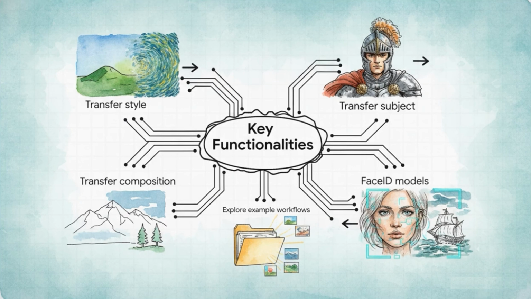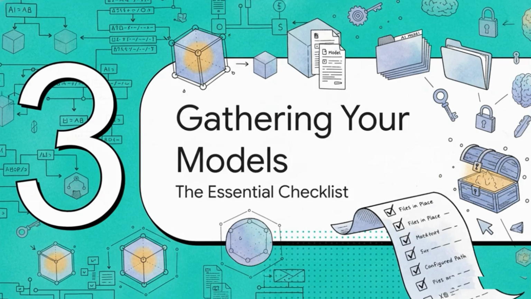And this right here shows you just how much control you get. You can feed it a Monet painting and get that beautiful, blurry, impressionist style, or you can take a picture of your friend and drop them into a sci-fi landscape. You can even borrow the composition of an image while changing everything else. And the Face ID models? Whoa, they are an absolute game changer for portraits. And seriously, a little pro tip right now: that examples directory that comes with it, it's your best friend. Check it out.